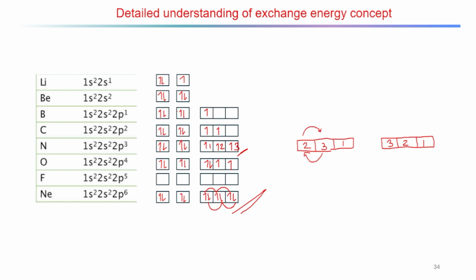For example, if we write exchange energy like E, so for 3 electrons we have E3 exchange energy. Okay, now here it will be E3. These 3 electrons generate E3, the upspin 3 electrons, and another E3 for the downspin 3 electrons.